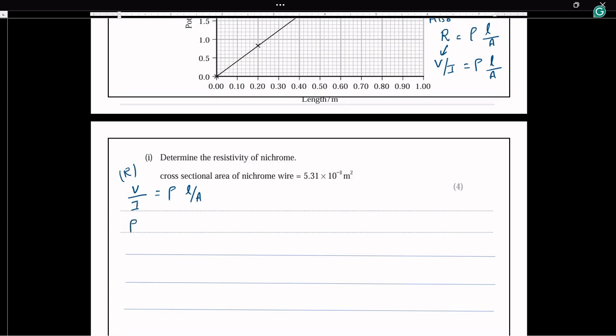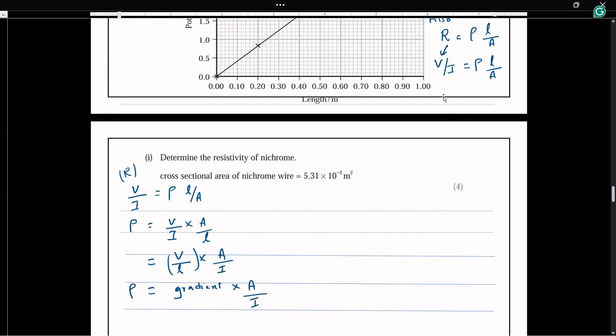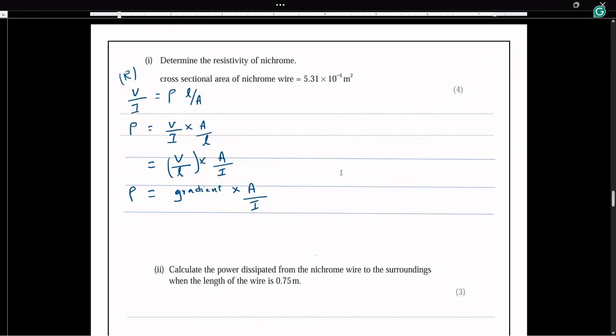So from this, let us write an equation for resistance. It is V over I times A over L, or we can rearrange and write it as V over L times A by I. Actually, this V over L is what we are getting as the gradient. So from this we can write rho is gradient times A over I. This is the way we can calculate the resistivity. Resistivity is the gradient times A over I.